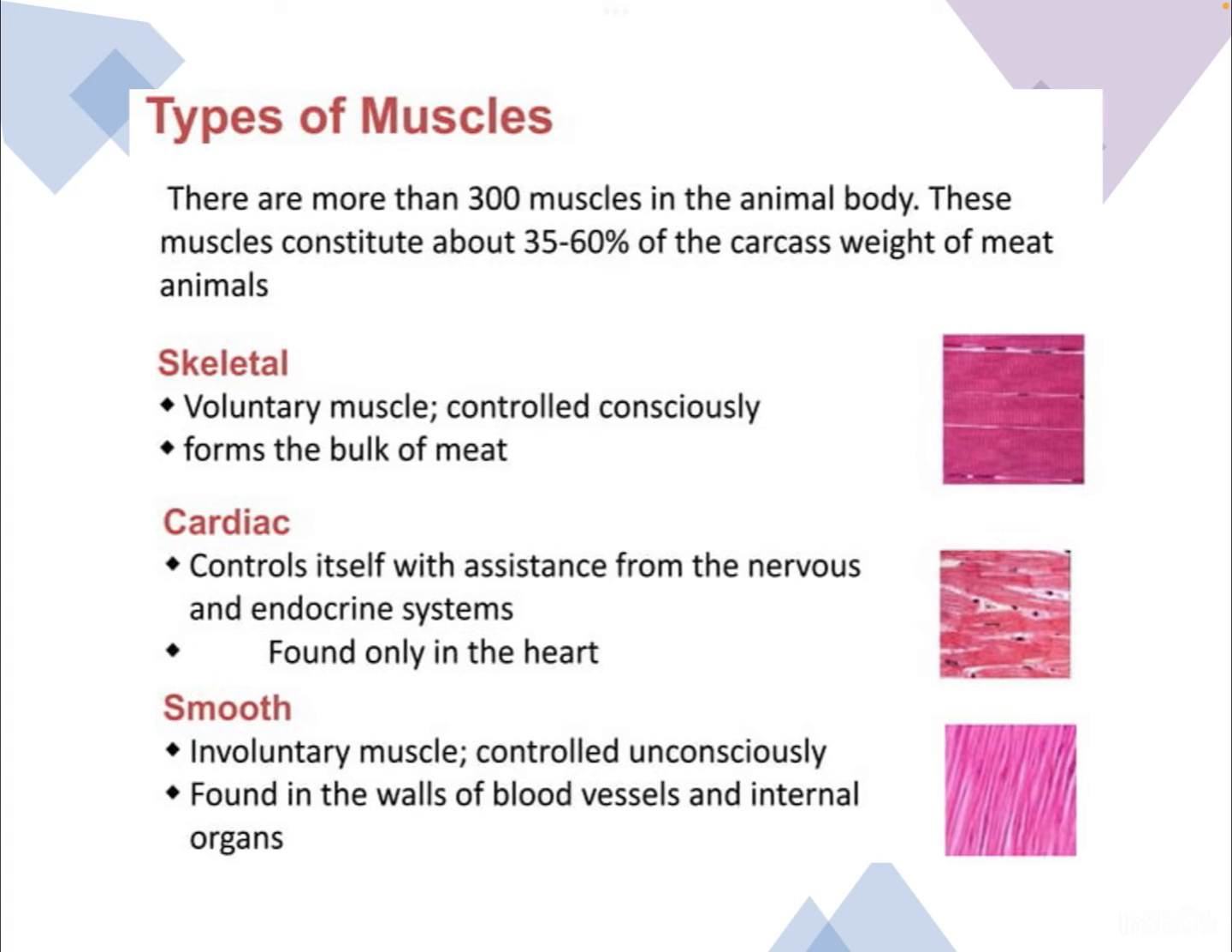Next, we have the smooth muscles. These are again involuntary, that is, we have no control over their movement, and these are controlled unconsciously. These are found in the walls of blood vessels and internal organs, and sometimes we call them a part of visceral, that is, internal organs.